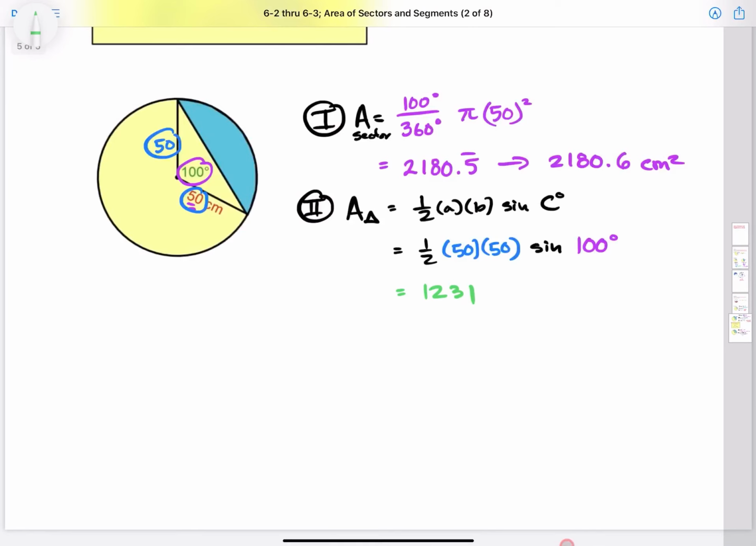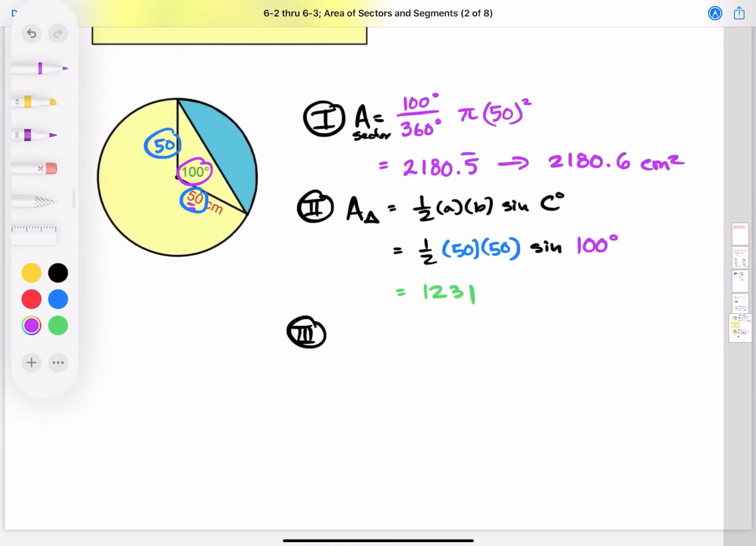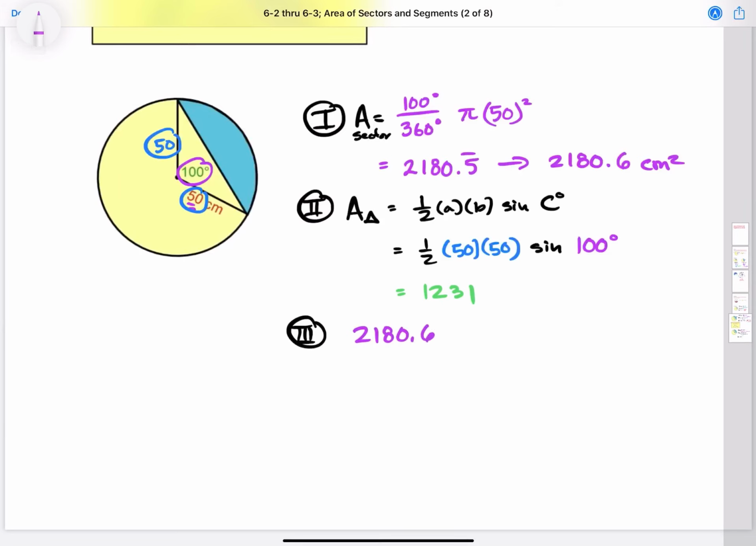Okay, so now that we have the area of our triangle, all we've got to do is subtract these two things. So let's go ahead and do that last step, which is step number 3. And that's just to subtract the area of our sector, which we stated earlier was 2,180.6, and we're going to subtract it with 1,231. And when we do that, we eventually get about 949.6 centimeters squared. All right, so that's how you find the area of a sector and a segment.